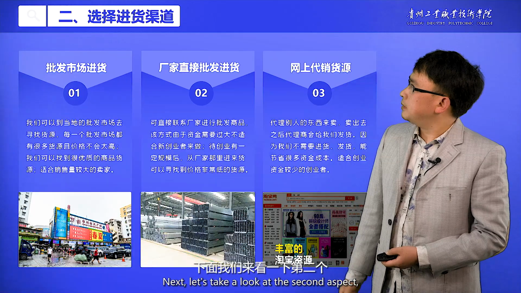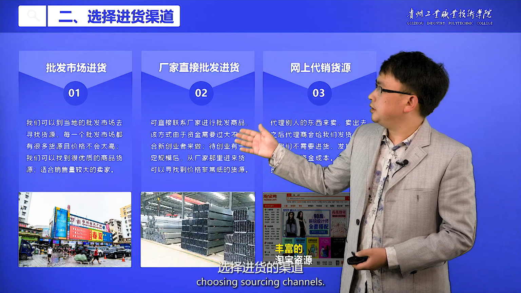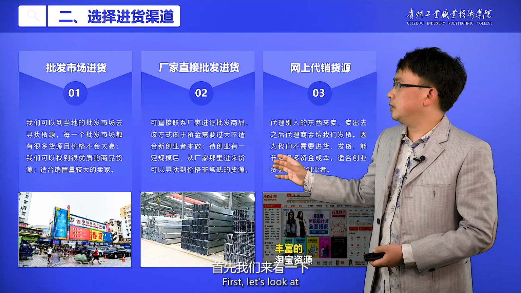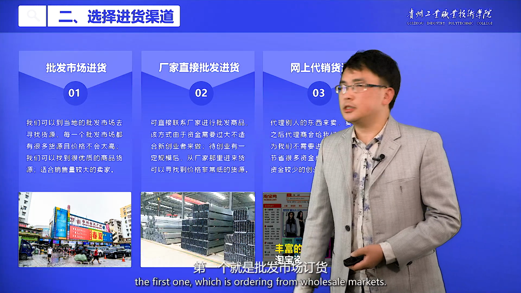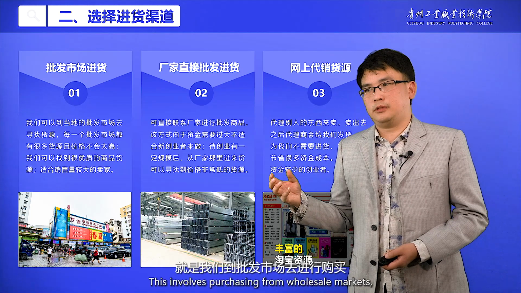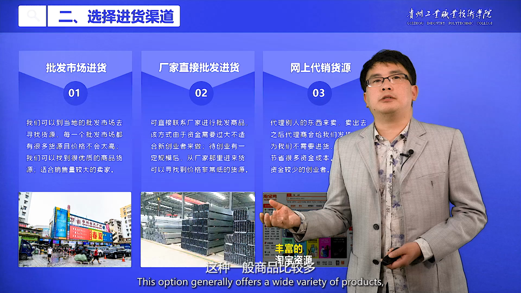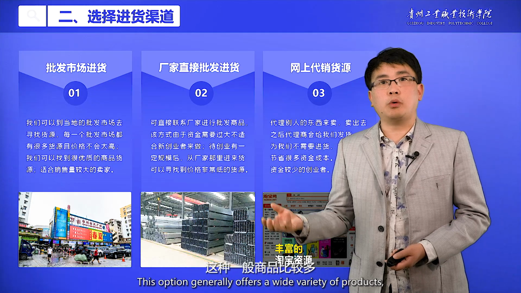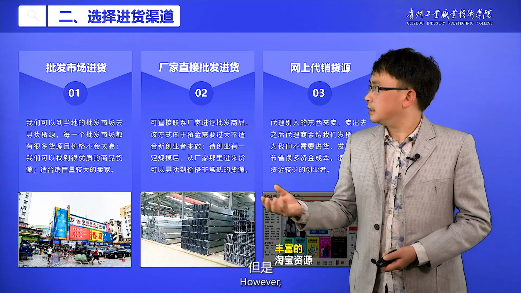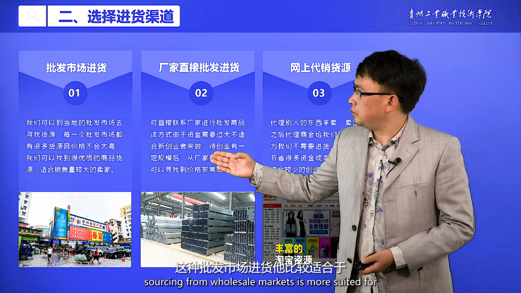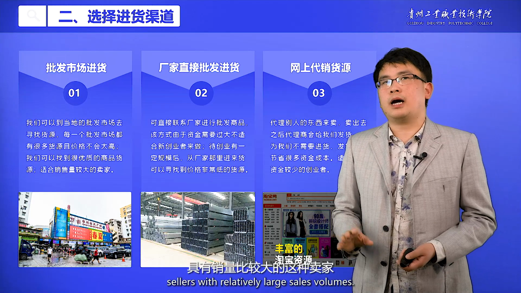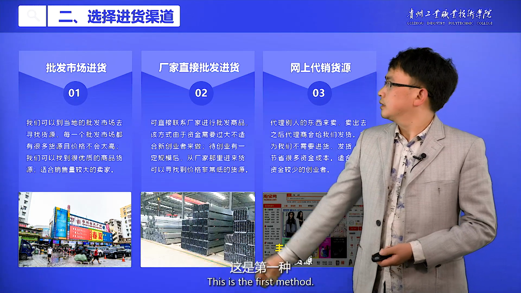Next, let's take a look at the second aspect, choosing sourcing channels. We've summarized a few options for sourcing channels. First, let's look at the first one, which is ordering from wholesale markets. This involves purchasing from wholesale markets. This option generally offers a wide variety of products, and one can find very high-quality products. However, sourcing from wholesale markets is more suited for sellers with relatively large sales volumes. This is the first method.